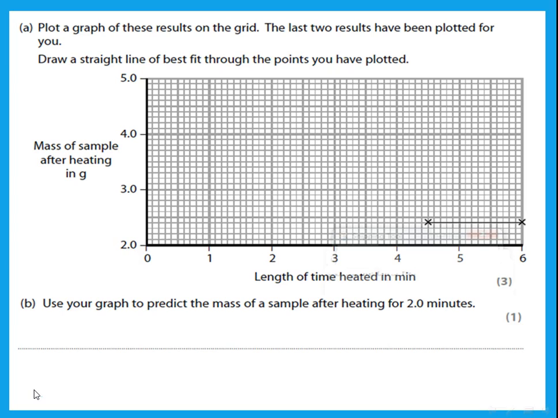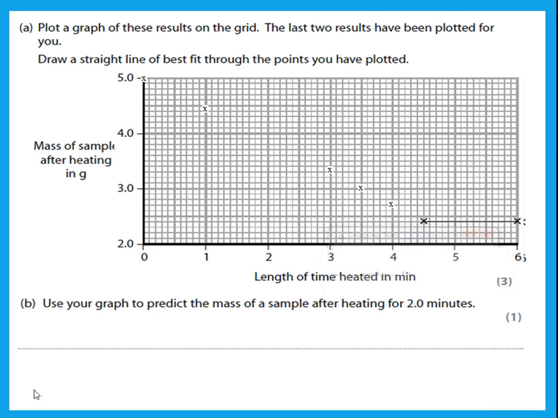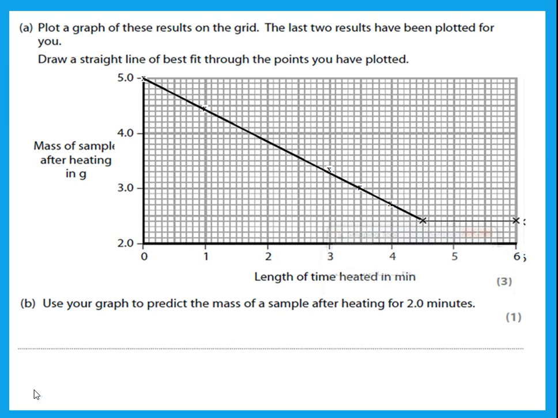So he's saying plot a graph of these results. Do you know how to plot a graph of the results? So your graph should look something like this. Small x's along that. And then how do I join it? He says draw a straight line of best fit. So this is the straight line of best fit. So this is the graph that you should have.